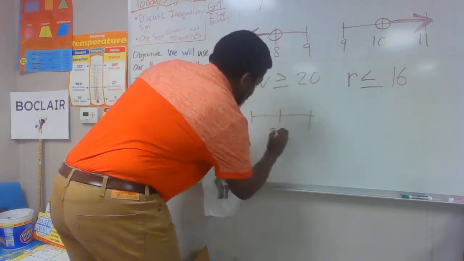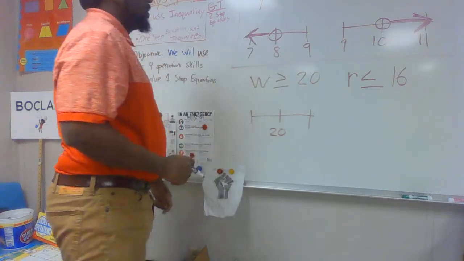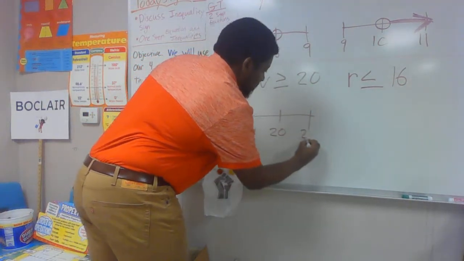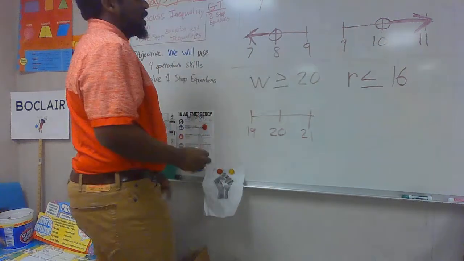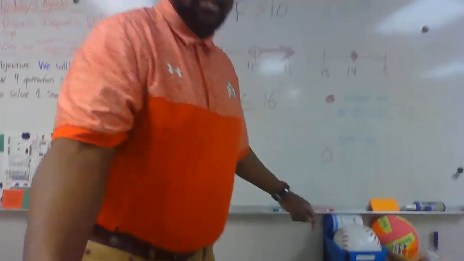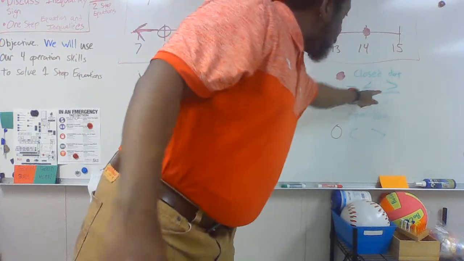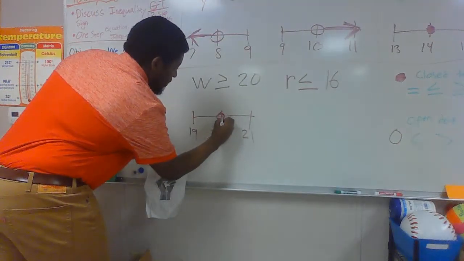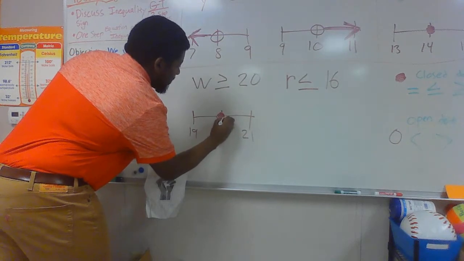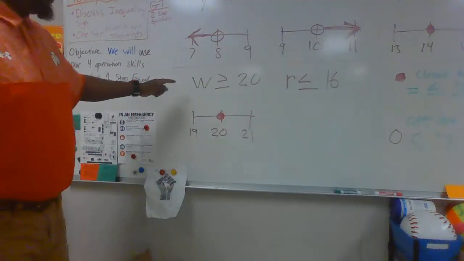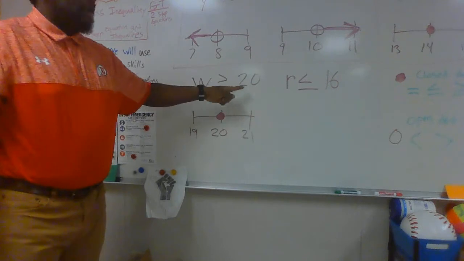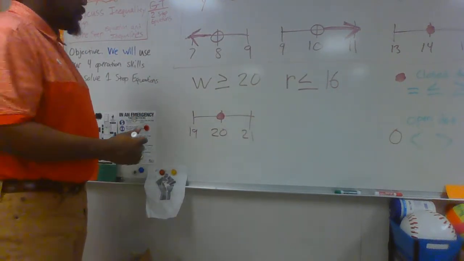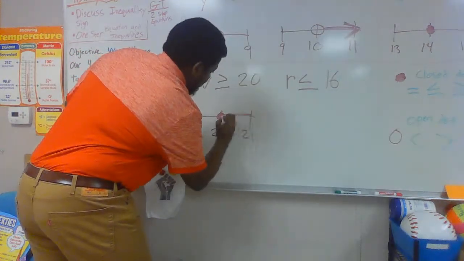My number in the middle should be 20 for this one, which means this is 19, and this is 21. Look at my little chart over here. It says if it's greater than or equal to, I have a closed dot. So I'm going to put a closed dot here at 20. And my answer is greater than 20. Greater than or more than 20 is going to point to the right.